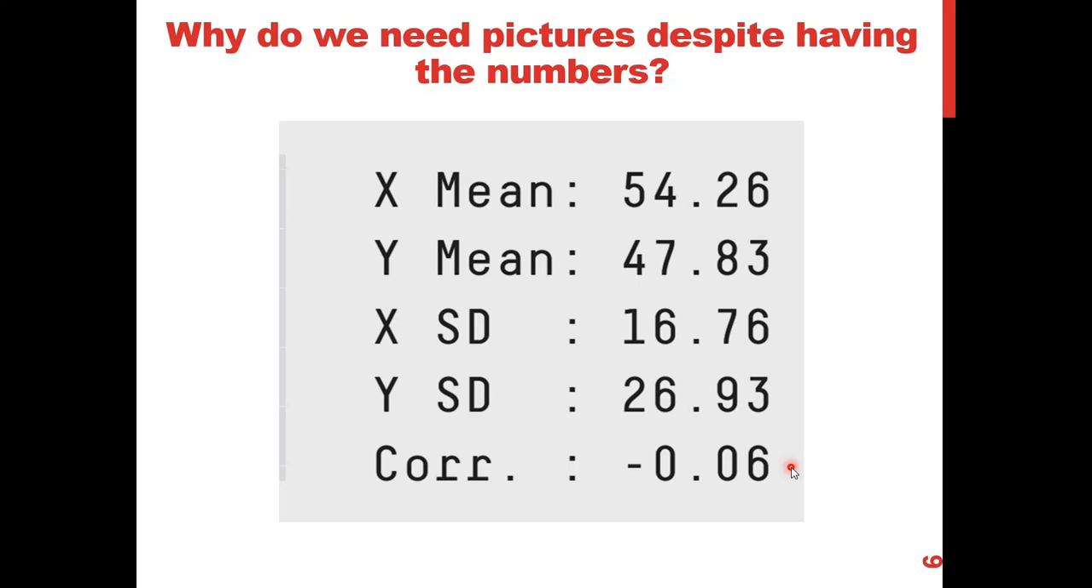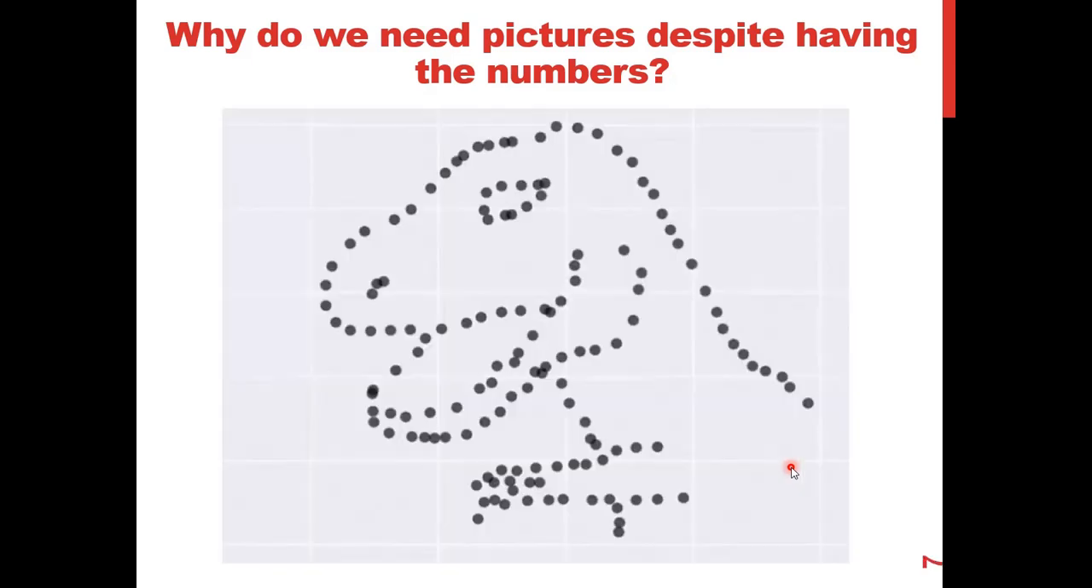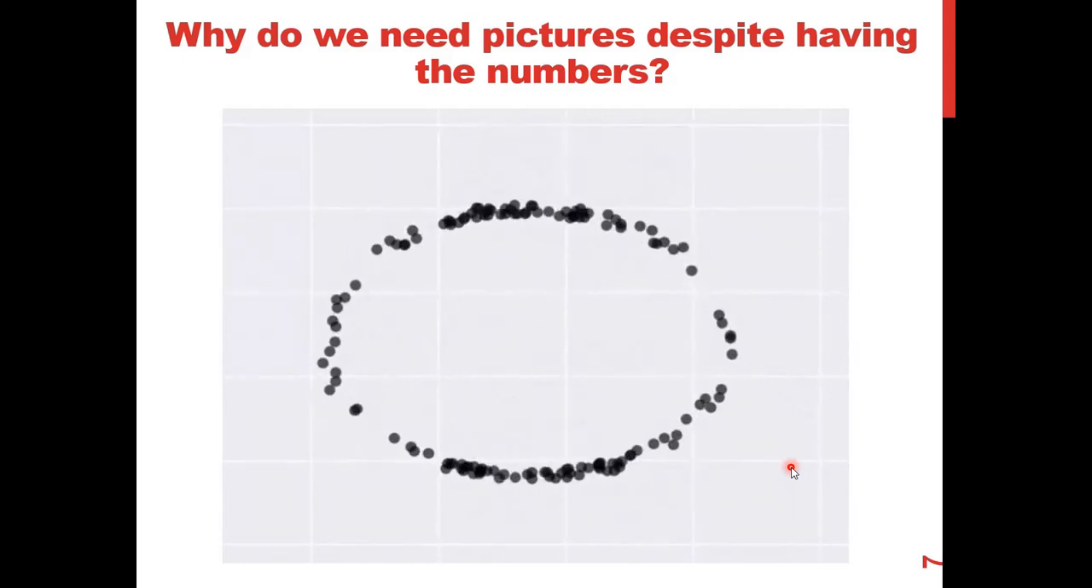But from this, can you figure out how the graph of these two quantities would look like? We are going to learn this particular graph called a scatter plot. So how would this scatter plot look like? Can you figure out from this? Now let me show you some pictures.